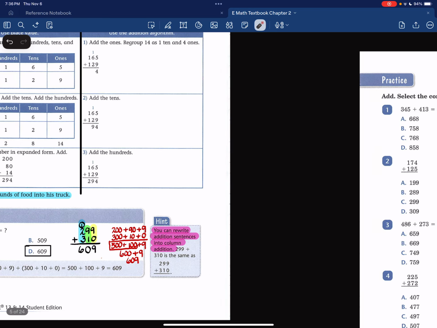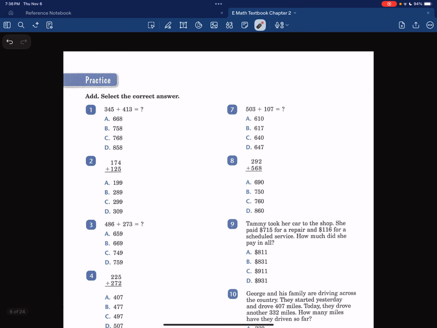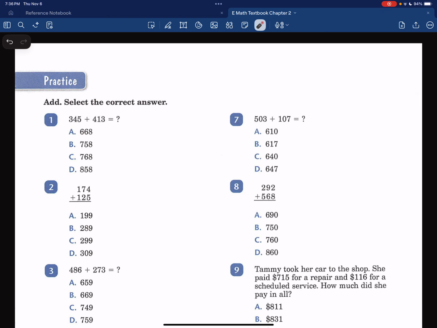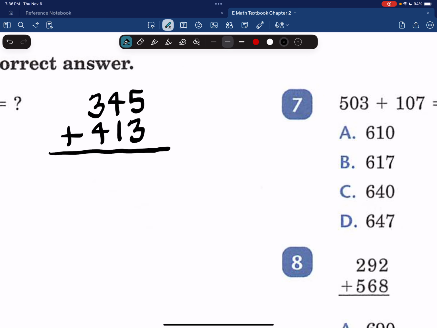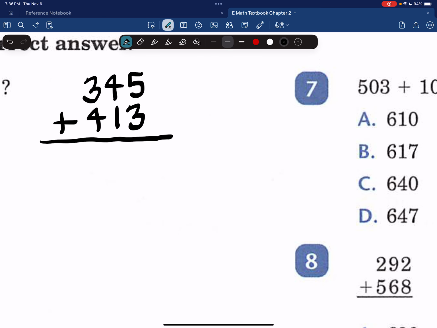All right, page 23. Again, I'm going to use the algorithm for these, but feel free to pause the video and use the method you prefer. On a test, you can use the method you prefer in most cases. All right, here we have 3, 4, 5. I'm taking that sentence and writing it in a column. And 413. You want to be sure that you line it up very straight and very carefully.